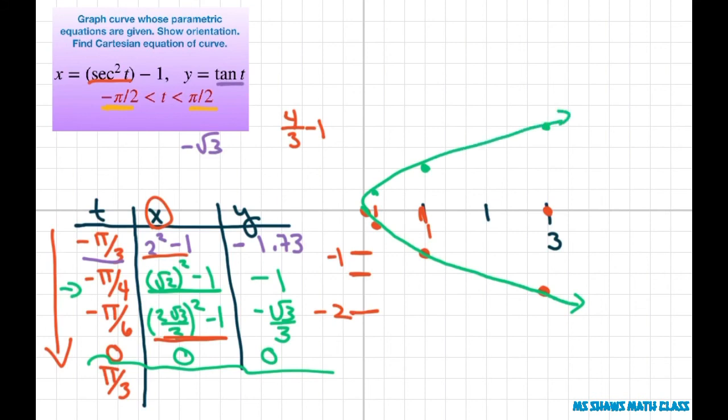So the curve traces all the parabola this way. And it goes back around and it traces it this way. So that's your movement. There is no initial or terminal point.